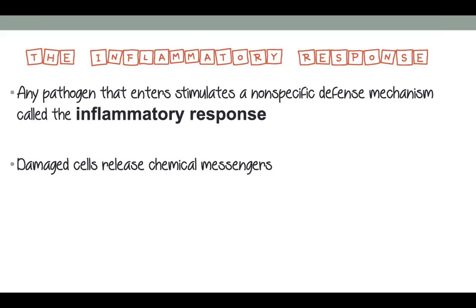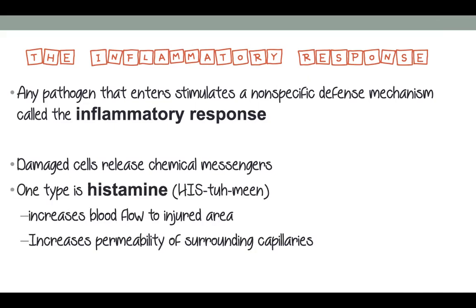So if a pathogen comes in, or it doesn't even have to be related to a pathogen, it might just be cells that are damaged, like maybe you accidentally get scratched or a mosquito bites you or something like this. But in any case, cells are damaged. The damaged cells release a chemical called histamine. Now, histamine does two things. It increases the blood flow to the injured area, and it also increases the permeability of the surrounding capillaries.